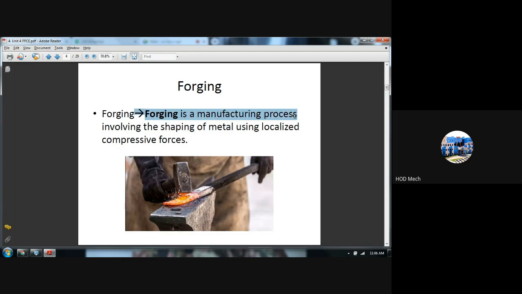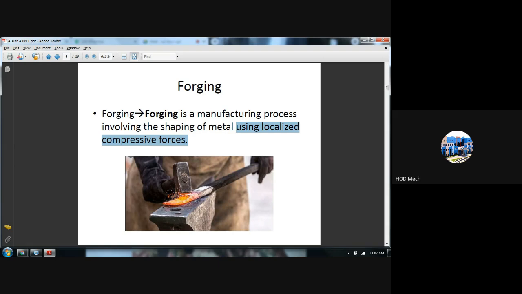So when it comes to what it is, forging is a manufacturing process. What is forging? So the first answer is: it is a manufacturing process. For what? Involving the shaping of metal. It is a manufacturing process used to bring a metal into a different shape. How do you bring it to that shape? That you should write: using localized compressive force. So when you write this exactly, that becomes the complete definition for forging. So don't ever forget it.